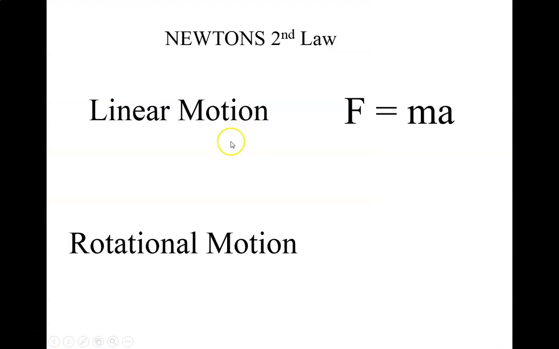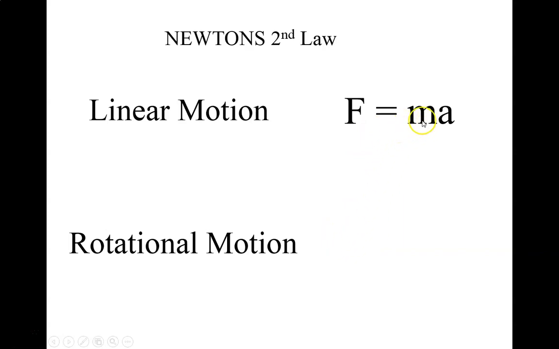Let's see. Newton's first law of linear motion was F equals ma. I'm sorry, Newton's second law of linear motion was F equals ma. If we apply this to rotational motion, we're going to change these into some Greek characters. Instead of talking about force, when we talk about rotational motion, we talk about torque, and the symbol is tau.